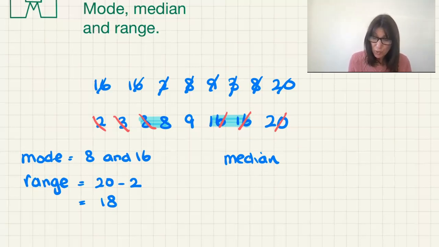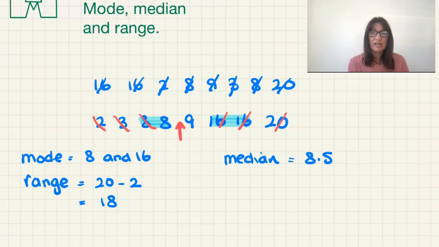And when I'm left with 2 numbers after the crossing off, then it is the number that would sit slap bang between them. So the number between 8 and 9 is 8.5. That is the median for that data set. So that's just something to be mindful of.